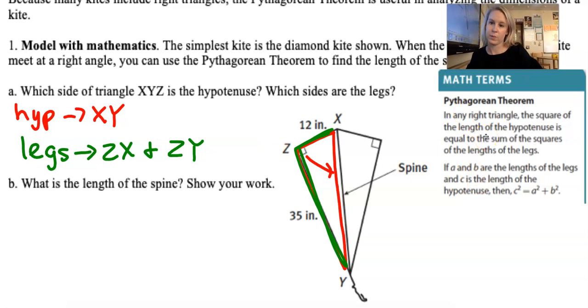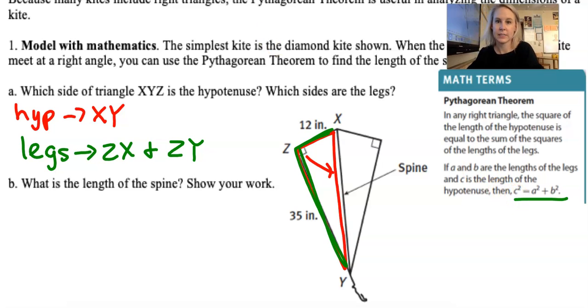So let's read this math term over here. The Pythagorean theorem: in any right triangle, the square of the length of the hypotenuse is equal to the sum of the squares of the lengths of the legs. That is a fancy way of saying a squared plus b squared equals c squared. Okay? So c is always the length of the hypotenuse.